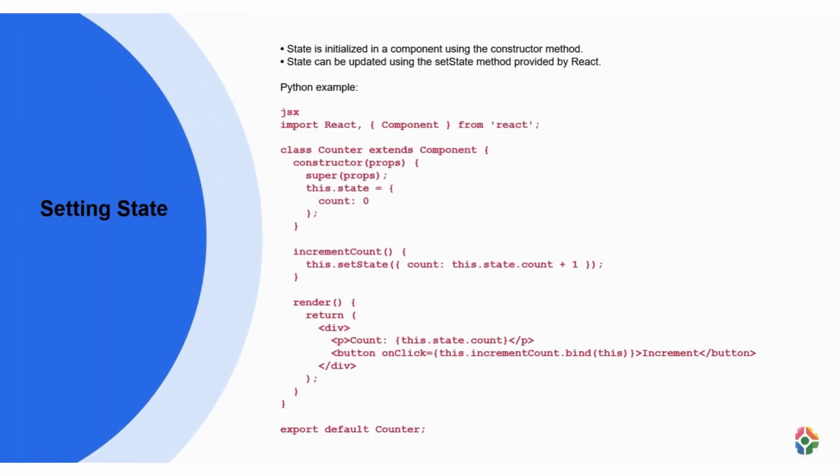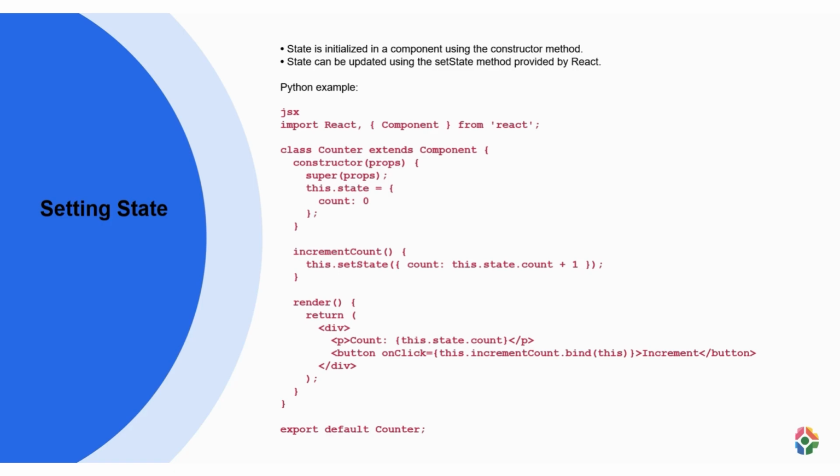In React, state is initially set up in a component through the constructor method. An example can be seen in a React component written in JavaScript, where the state is initialized with a count of 0 in the constructor. To modify and update the state, the setState method is utilized. This function accepts an object that represents the new state values to be merged in. This triggers a re-render of the component with the updated state.